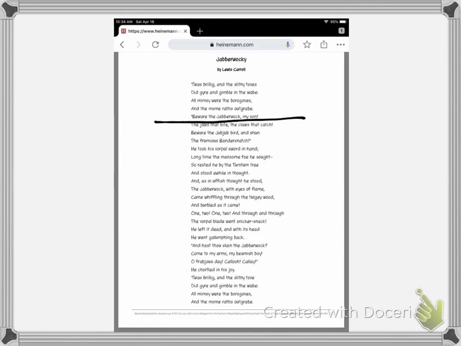Okay. So the first part says, "'Twas brillig in the slithy toves, did gyre and gimble in the wabe. All mimsy were the borogoves, and the mome raths outgrabe. Beware the Jabberwock, my son."